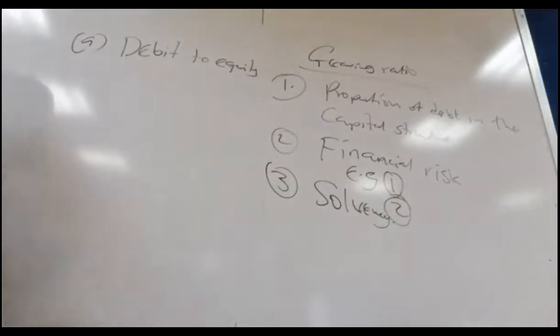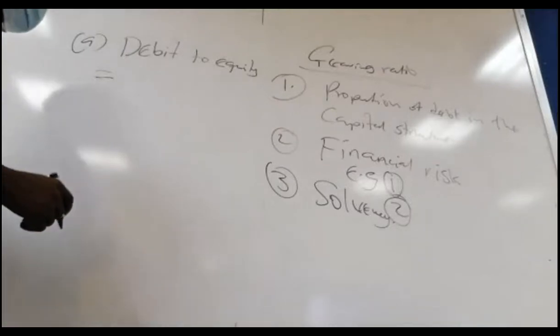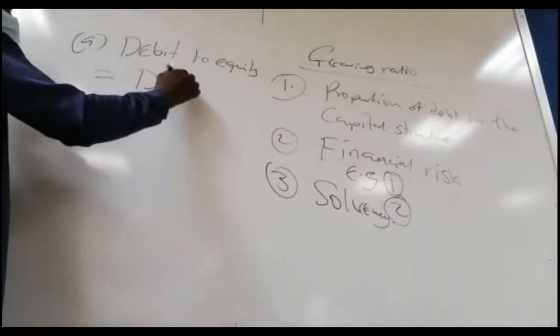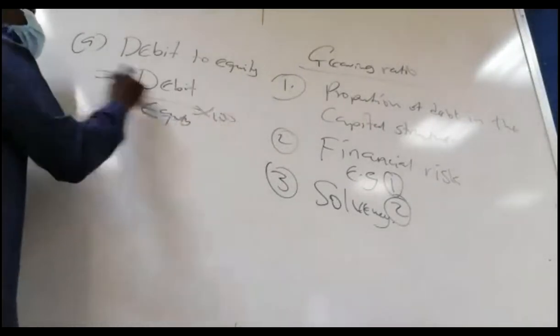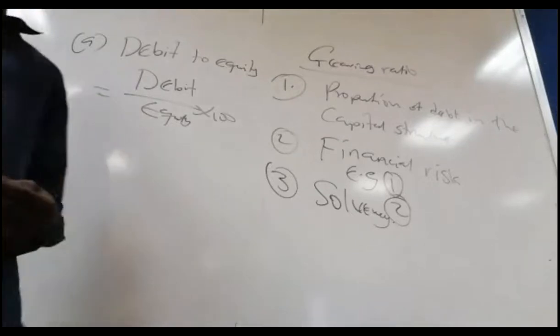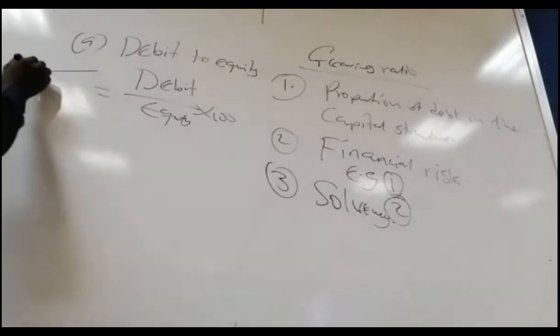Debt to equity ratio is equal to debt over equity times 100. Debt means non-current liability, long-term debt, not the current. This one talks about long-term solvency, not the short-term. Short-term debt is what? Current. And that's the current ratio or the quick ratio. Here the benchmark is 100.